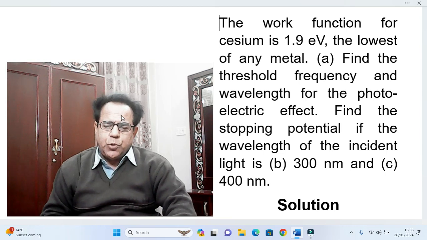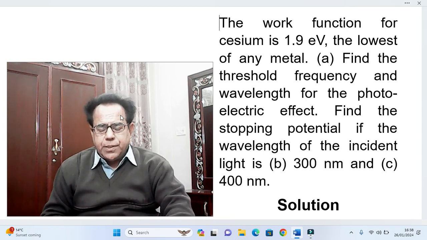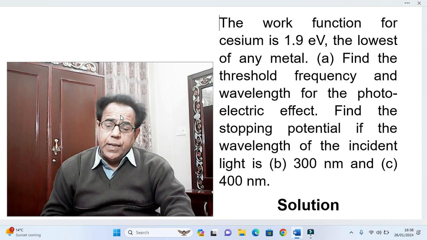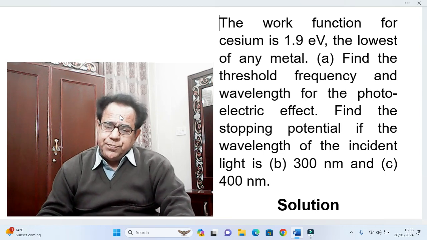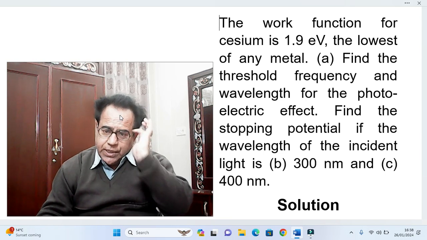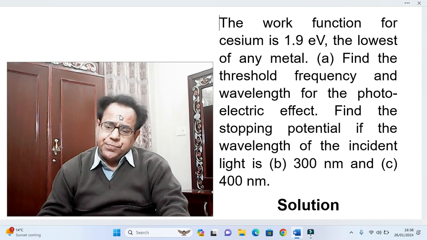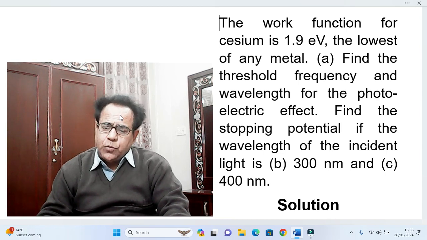This is our next problem, chosen from the same book, Modern Physics by Paul A. Tipler. As usual, we first come to its statement. The work function for cesium is 1.9 electron volt, the lowest of any metal. Part A, find the threshold frequency and wavelength for the photoelectric effect.